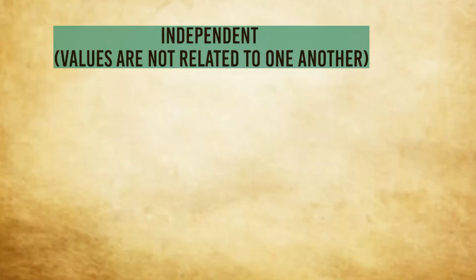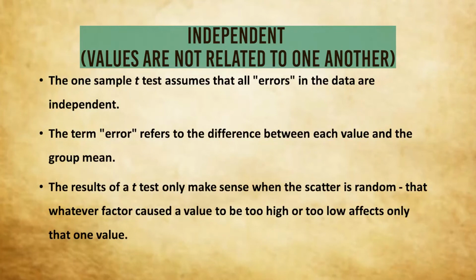That means here we do not want to compare the mean score of two groups. Obviously, we will take up this issue in a later lecture, but not in this one. Here we are concentrating on a one-sample situation. That means we have a single population from which we are getting a sample. And from each sample observation, we are studying the values of only one variable. This is important. Independent values that are not related to one another. The one-sample t-test assumes that all errors in the data are independent.